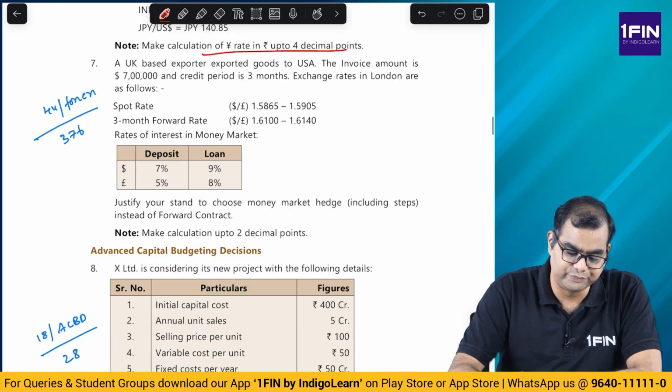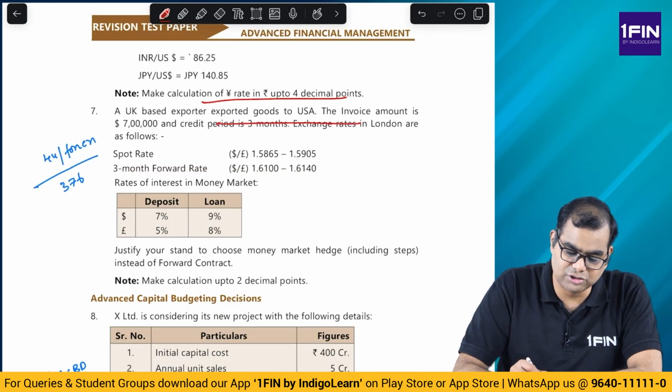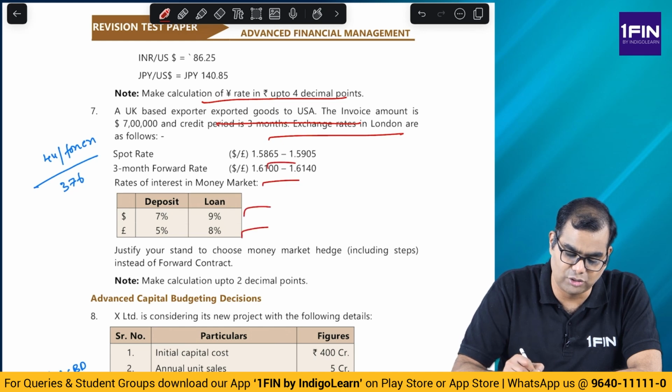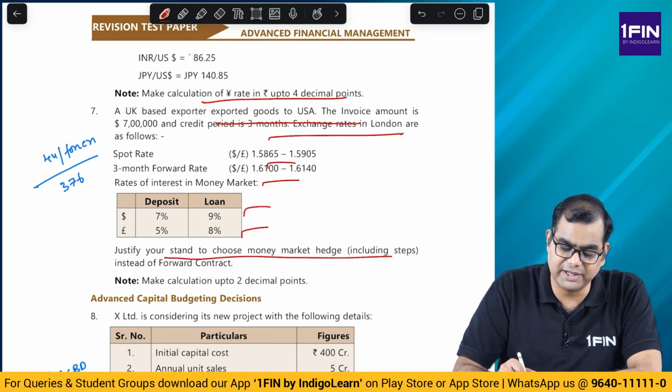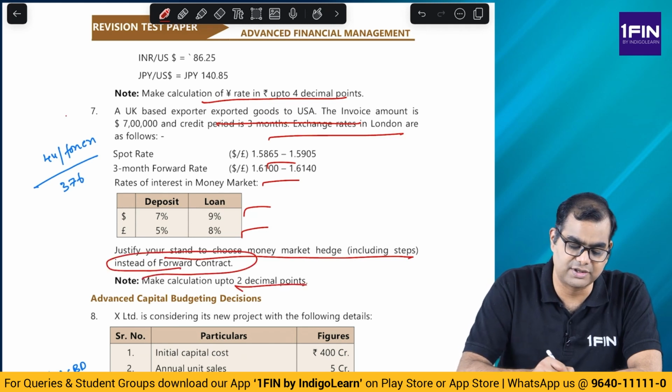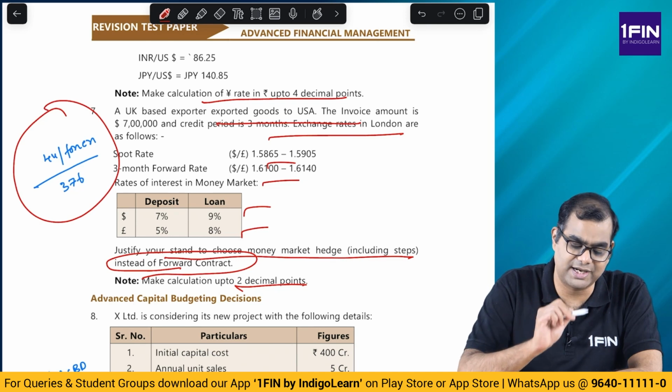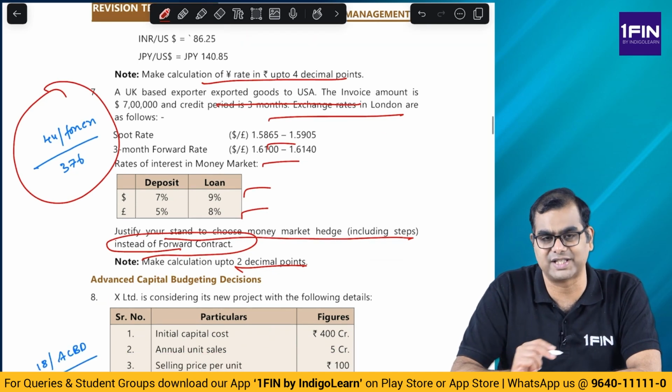Then a UK based exporter exports goods, exchange rates in London are so and so: spot rate, forward rate, deposit rate, loan rate. Justify your stand to choose a money market hedge, including steps, instead of a forward contract. Use 2 decimals. Question number 44, Forex chapter, page number 376.